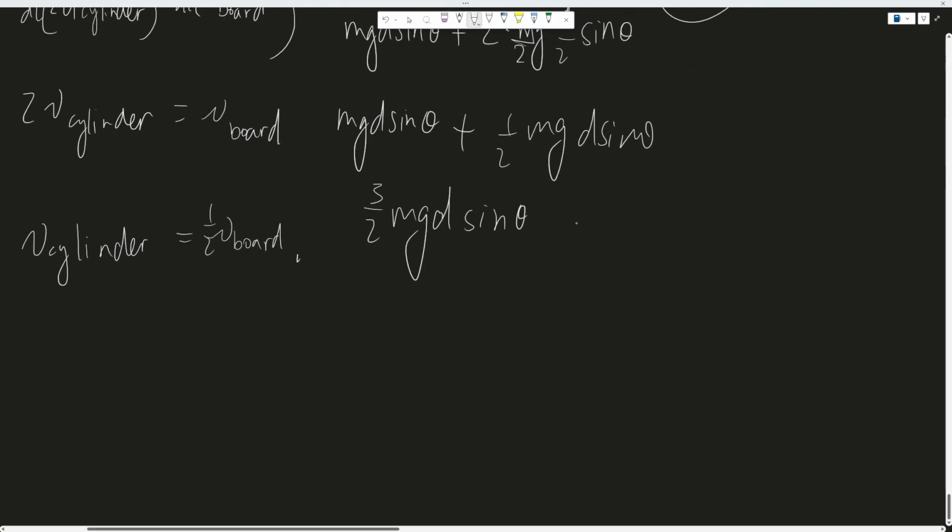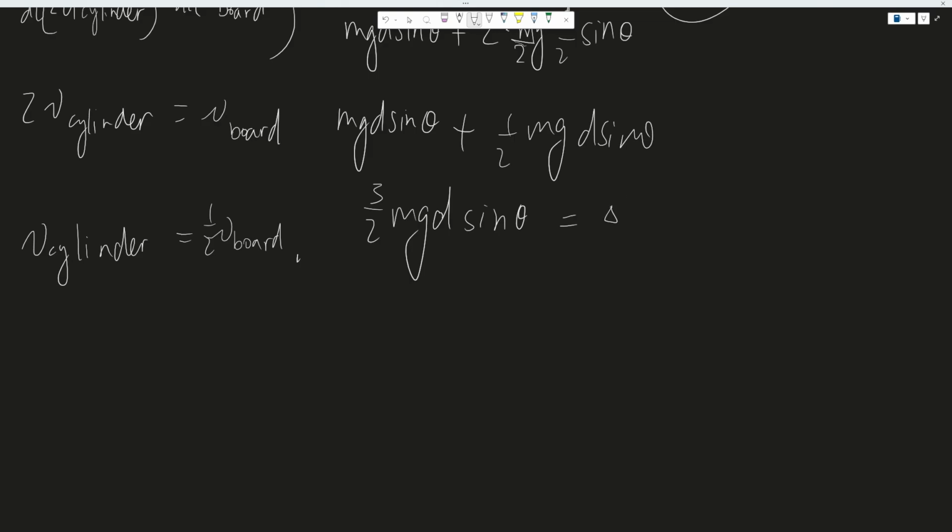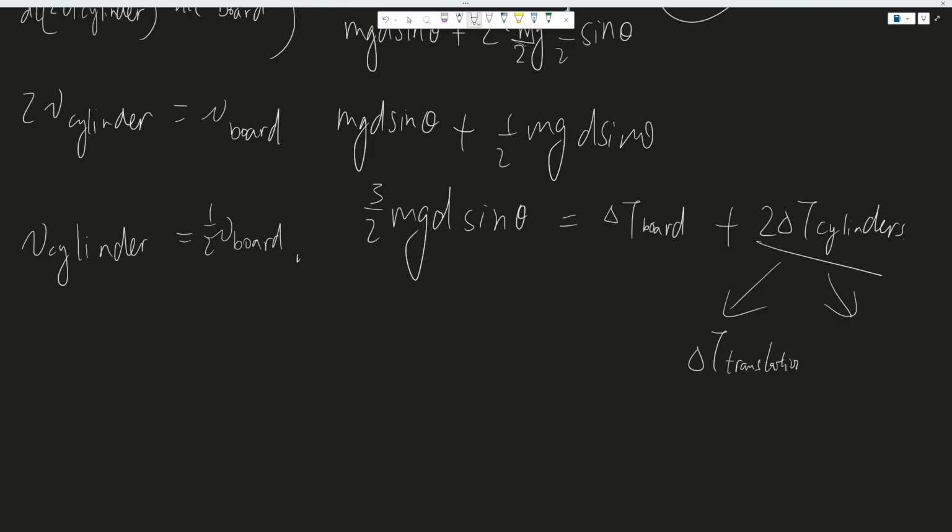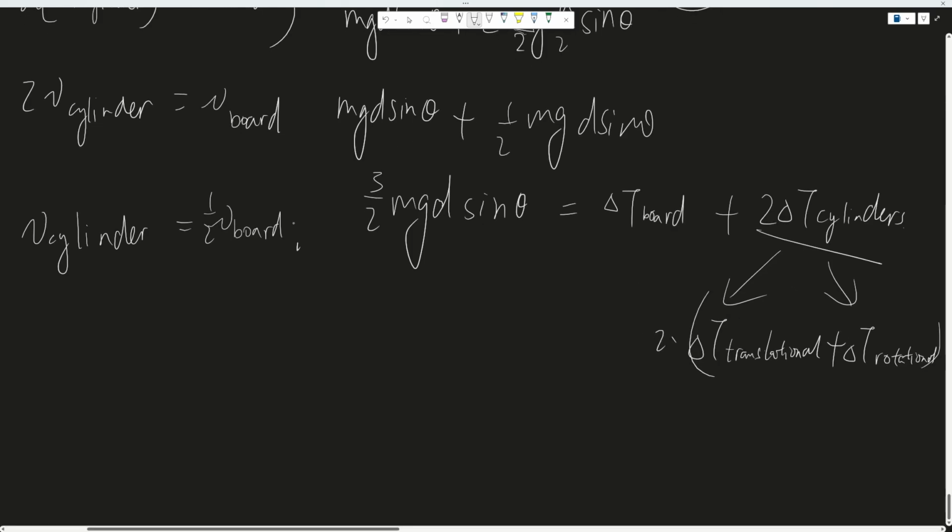Okay, so now we have that. Now let's write out the changing kinetic energy of the board plus the cylinders, 2 cylinders. And be careful, because the cylinders are rolling without slipping, it actually consists of 2 terms. One is the changing translational kinetic energy, and the other is rotational. Then we add them, and the whole thing times 2. So let's try to do that.